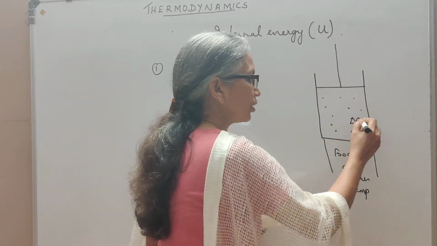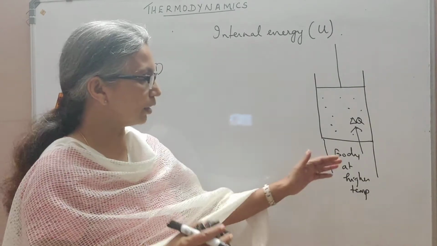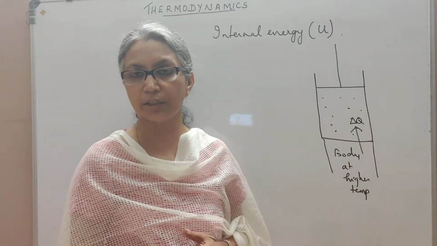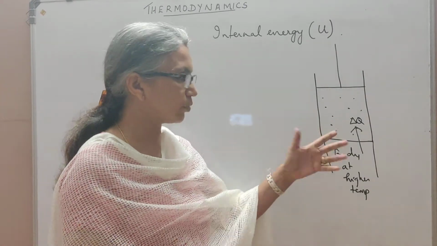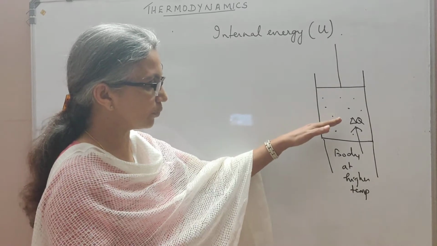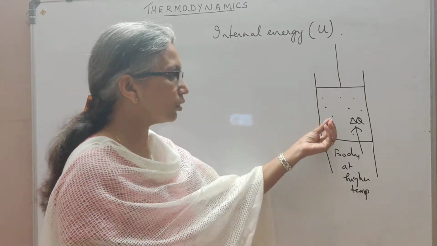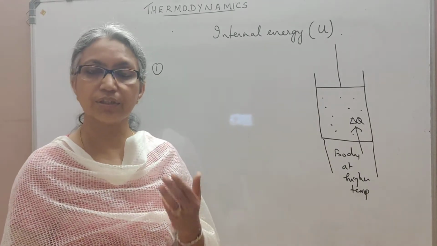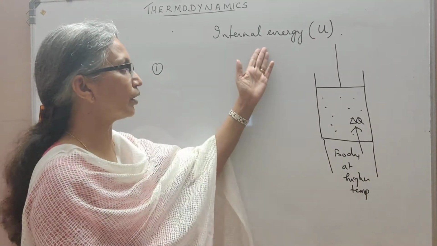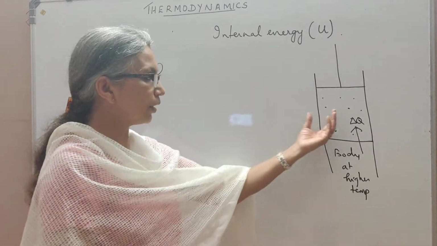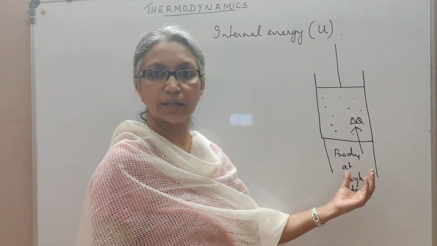Let me call the heat transferred as delta Q. This heat transfer will continue till the gas and this body are in thermal equilibrium. Once they attain the same temperature, no more heat transfer will take place. As the heat is absorbed by the gas, the molecules of the gas start moving faster and have larger kinetic energies, and therefore their internal energy will increase. So that is one way in which you can change the internal energy, by bringing it in contact with a body at a higher temperature.